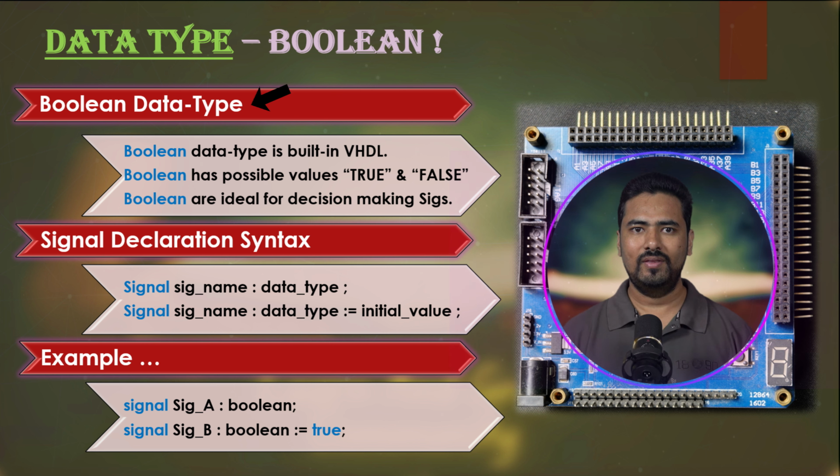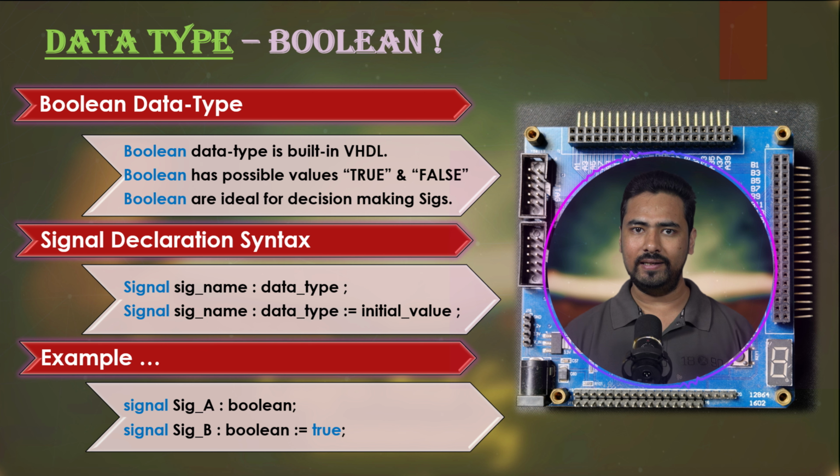VHDL offers this built-in data type specifically designed for representing conditional values. It has the core concepts of true and false, forming the foundation for decision making and conditional statements within your FPGA designs. Since it's an integral part of the VHDL language, you do not need to include any additional libraries to start using the Boolean data type. Let's explore how to declare Boolean signals in VHDL.